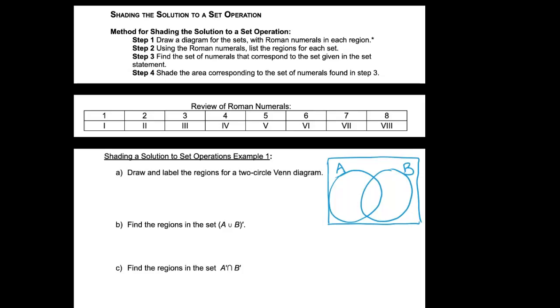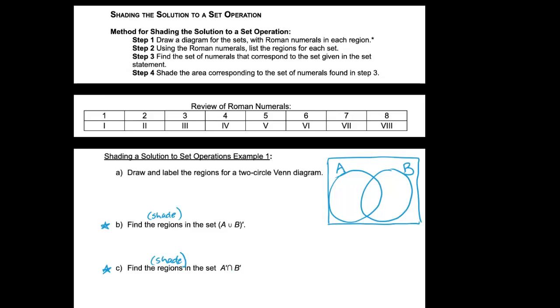In this video, I'm going to talk about how to shade a solution to a set operation problem. What I mean by that is, if you see a problem like B and C here, these are examples of this type of problem where you're asked to find the regions in a certain set operation. And that also just means to shade. So you could have a problem where it just says shade the regions, A complement intersect B complement or something like that.